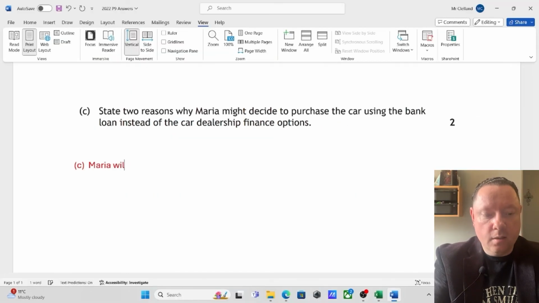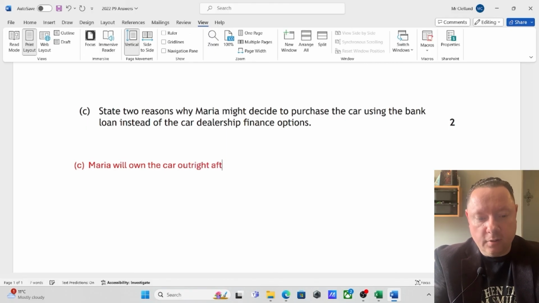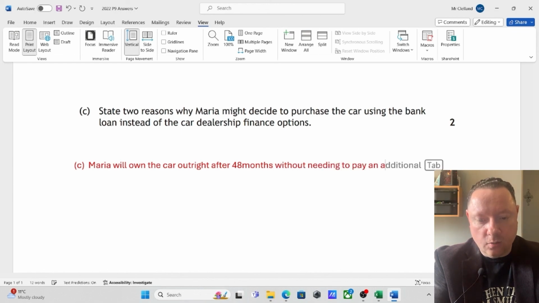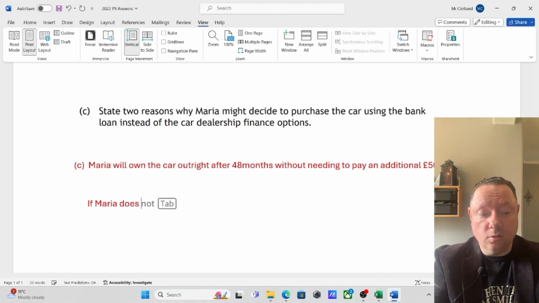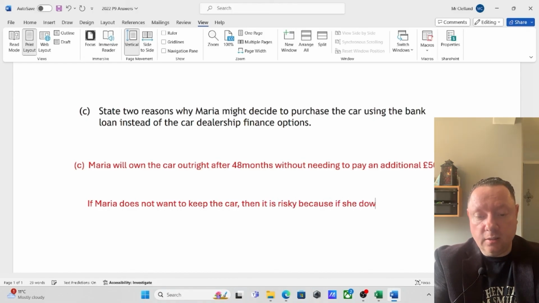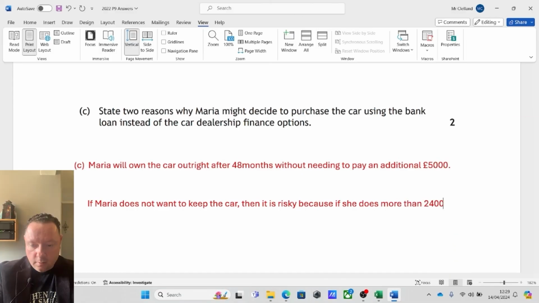So Maria will own the car outright after 48 months without needing to pay an additional £5,000, would be one good reason. If Maria does not want to keep the car, then it is risky, because if she does more than the mileage limit, she will have to pay a penalty.